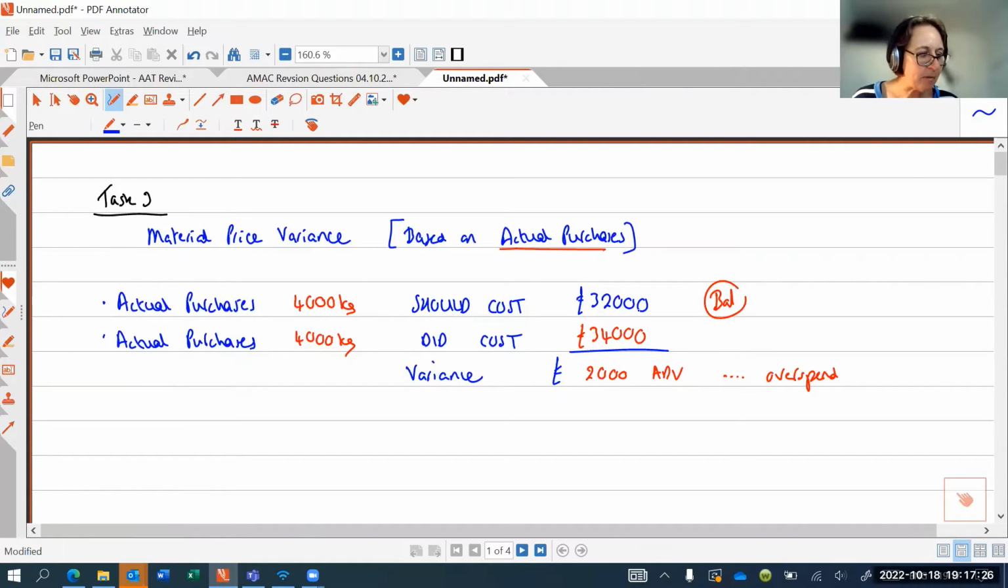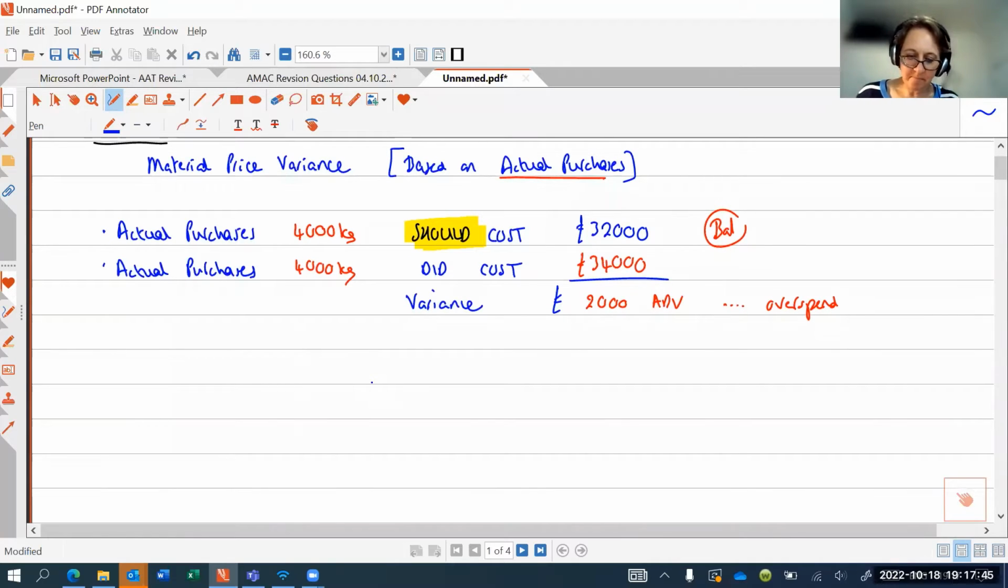Now, the question actually wants to know the standard cost per kilogram. Well, I now know the standard cost information. This is what should have happened. What should happen is the standard. The standard is like the budget. It's our expectation of what should be happening. So the standard cost of a kilogram can now be found. Anybody like to tell me what you think that might be? What is the standard cost of 1 kilogram?